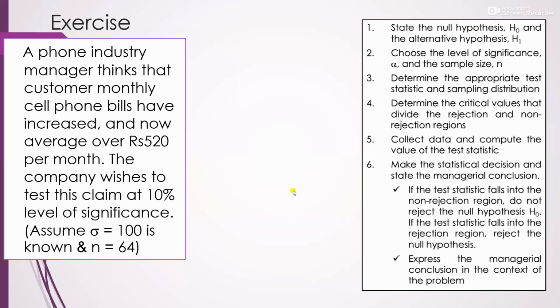It's regarding the amount of monthly phone bill charges, right? Now they believe that it's over 520, more than 520. The current situation is that the average monthly phone bill is 520, but now they feel that it has increased over 520 per month. So now they want to check whether it has increased.